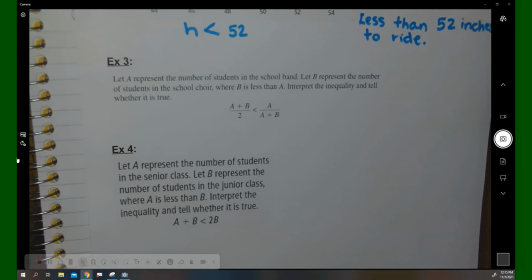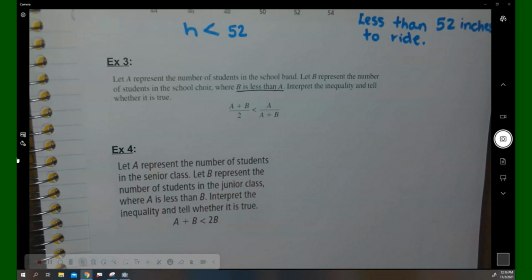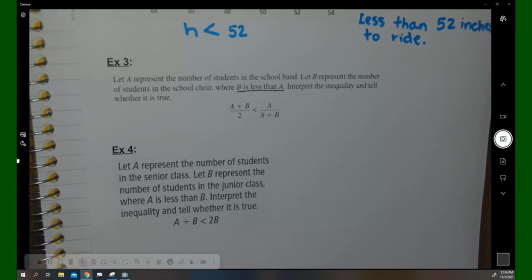In example 3, it says, let A represent the number of students in band, let B represent the number of students in the school choir, where B is less than A. Interpret the inequality and tell whether it is true. So we know that the number of students in choir is less than the number of students in band, and that's because of this part right here. B is less than A. A is band, so there are fewer choir students than there are band students.